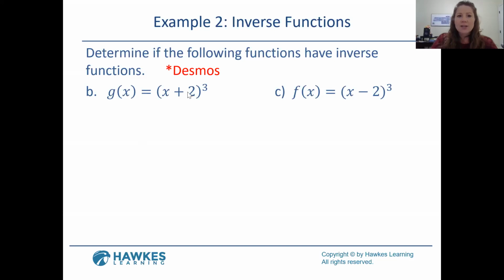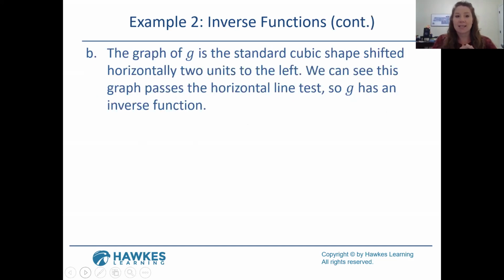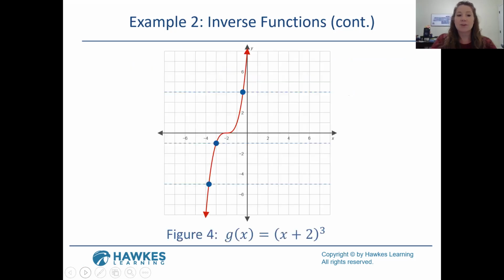All right, so this graph is also very, very similar. I think I actually plugged in x minus 2 to the third power. If I typed in Desmos x plus 2 to the third power, I'm going to get very similar graphs, and I would see that both of them pass the horizontal line test. It says the graph of G is the standard cubic shape shifted horizontally 2 units to the left. We're talking about letter A on the previous slide. You can see this graph passes the horizontal line test, so G has an inverse function.